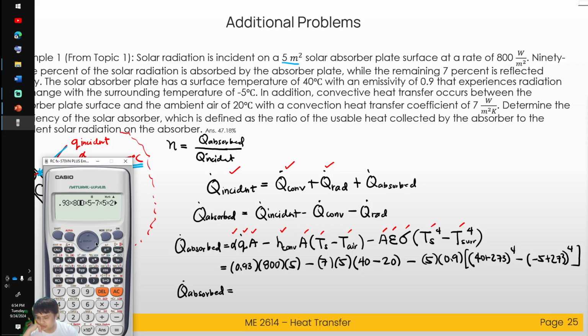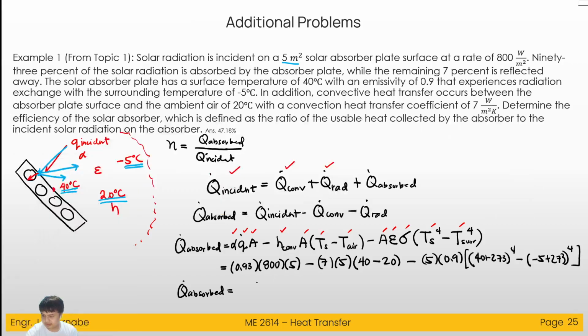Did I miss something? 7 times 5 times, so this will be just 20. 5 times 0.9. I forgot the constant. Stefan Boltzmann constant. We forgot the Stefan Boltzmann constant here. Anyways, you can just write this down. So 5.67 times 10 to the negative 8. So the Q absorbed will be 1887 watts.